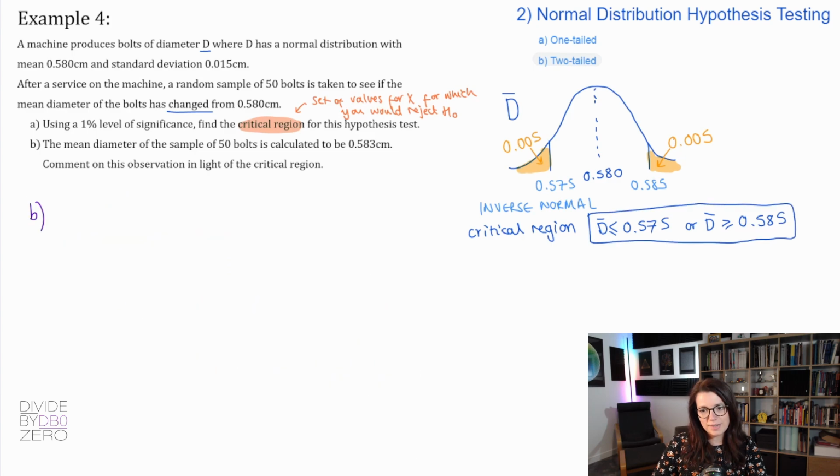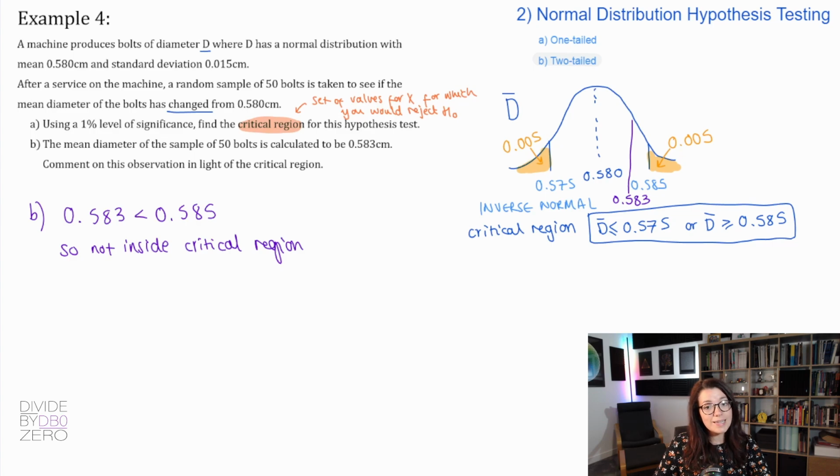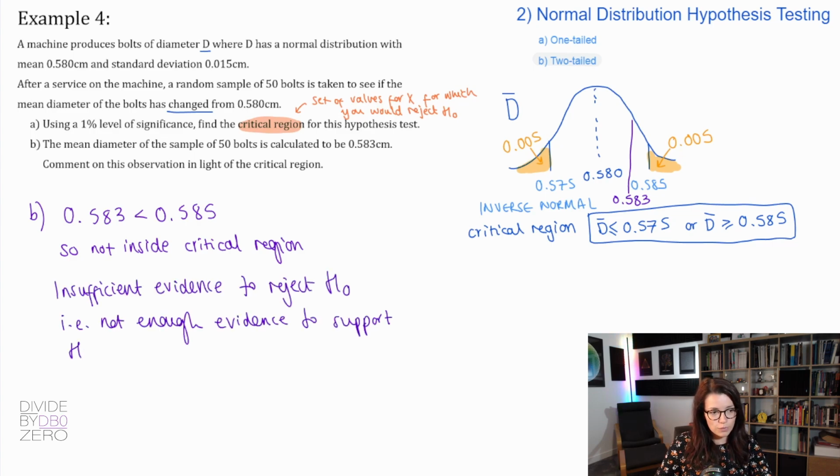For part B, it says the mean diameter of the sample of 50 bolts is calculated to be 0.583 centimeters. Comment on this observation in light of the critical region. So if you look at your diagram, 0.583 would be here somewhere, not inside that critical region. So you could say 0.583 is less than 0.585, so not inside critical region. This means there would be insufficient evidence to reject H0, i.e. not enough evidence to support the hypothesis that the mean diameter has changed.